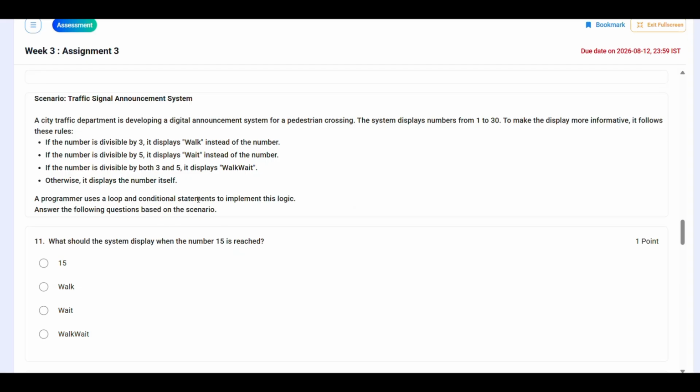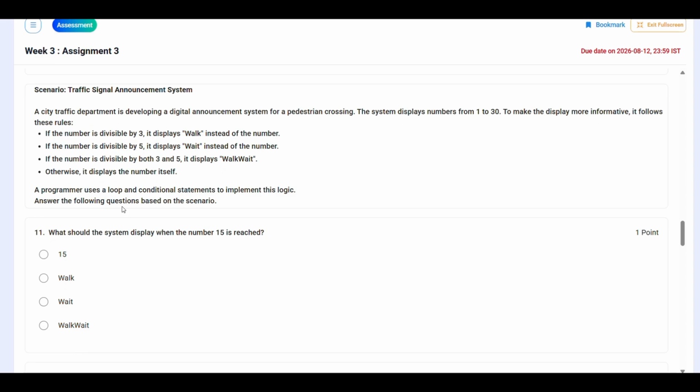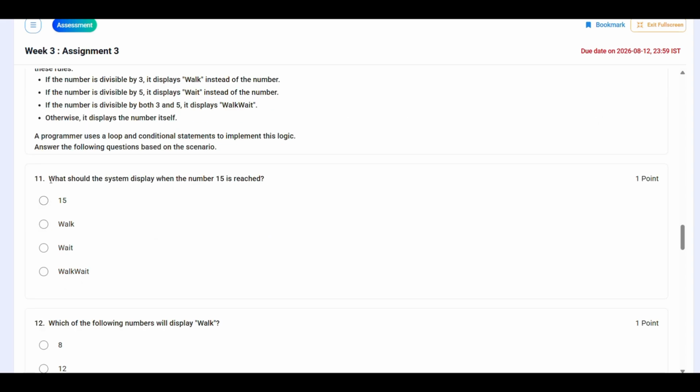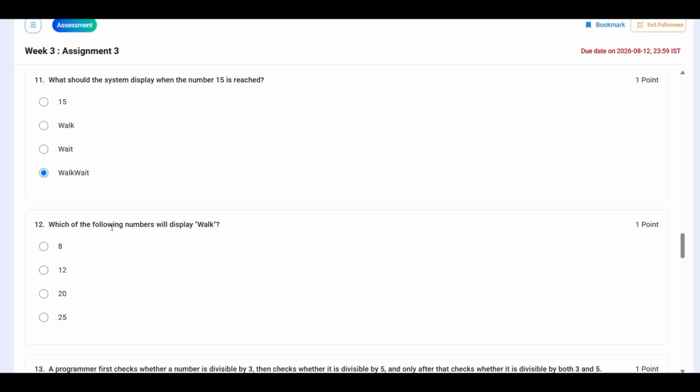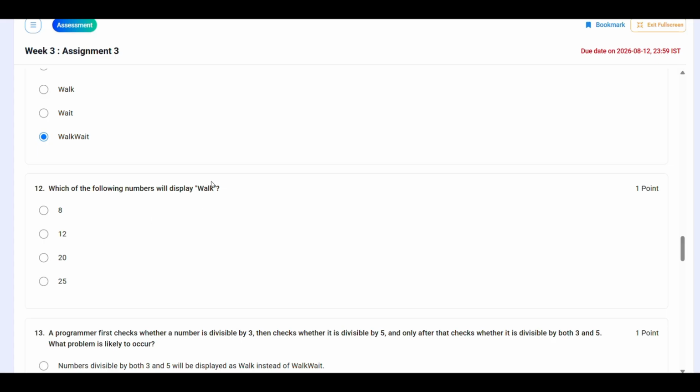Then again we have a scenario of a traffic signal announcement system. The 11th question: what should the system display when the number 15 is reached? When the number 15 is reached, the display will be walk, wait. Then which of the following numbers will display walk? In this, 12 is displayed.